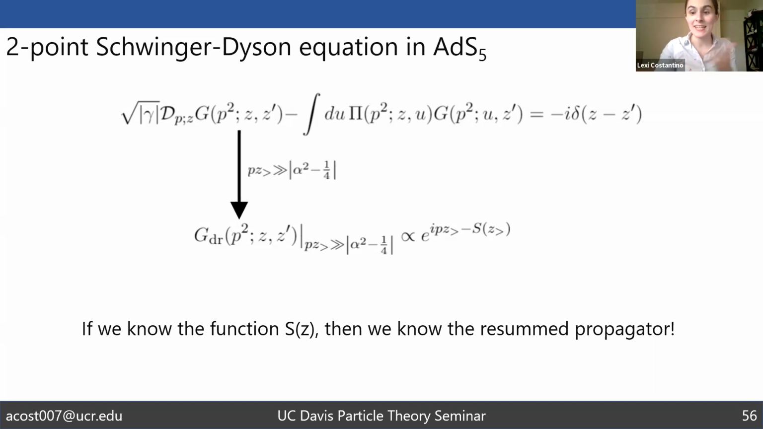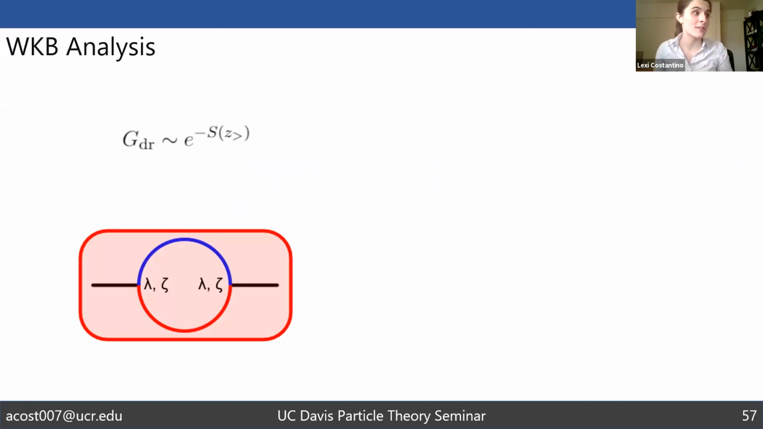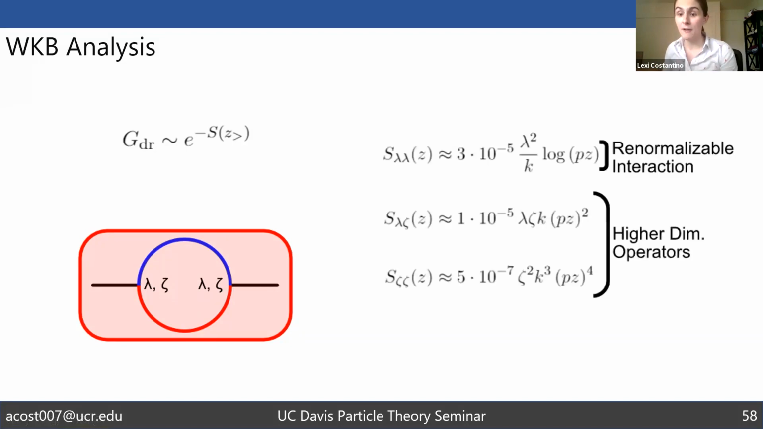Going forward, we specifically focused on the imaginary part of the self-energy. So the dressed propagator goes as e to the minus S. Like I mentioned, if we know S, then we know the resummed propagator. We're going to have different contributions to the self-energy depending on which diagram we draw. I mentioned we have these lambda and these zeta vertices. The lambda are the relevant ones, and the zeta are the higher dimension operators that are irrelevant at low energies. We can draw a bubble with two lambdas, or a lambda and a zeta, or two zetas. Depending on the contribution to the self-energy that we choose, we get different forms for this S function.